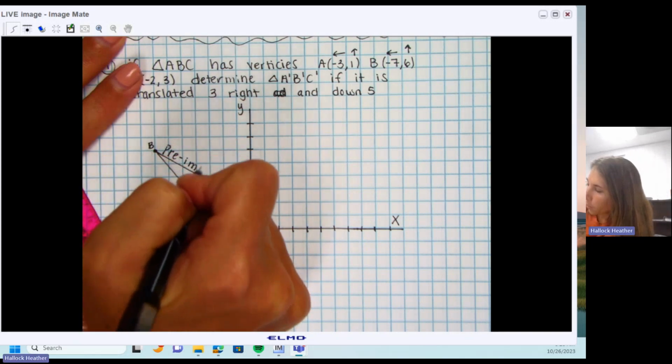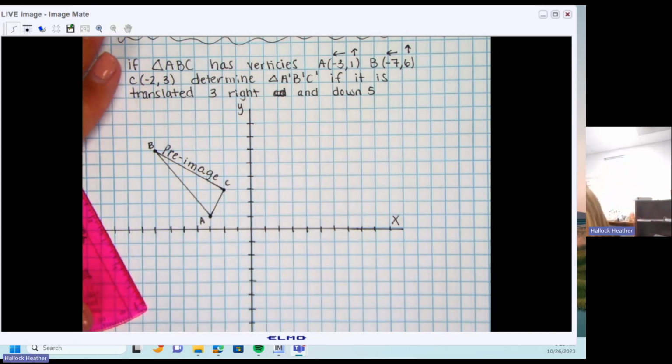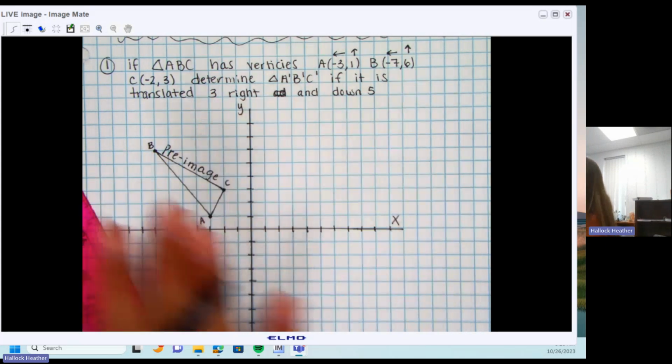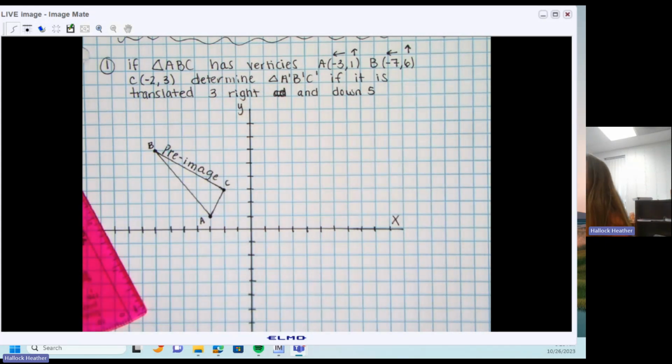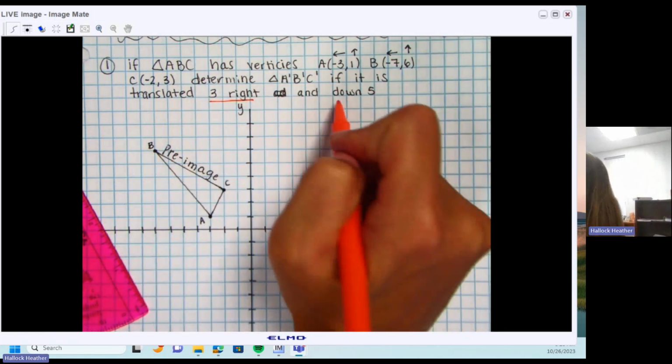So I want you to add that to your picture. That is not going to be the answer. You have to take your pre-image and find an image. The image is the new picture after the translation. So this is just the problem itself. Now we're going to follow whatever it said. It said that it's translated 3 to the right and down 5.